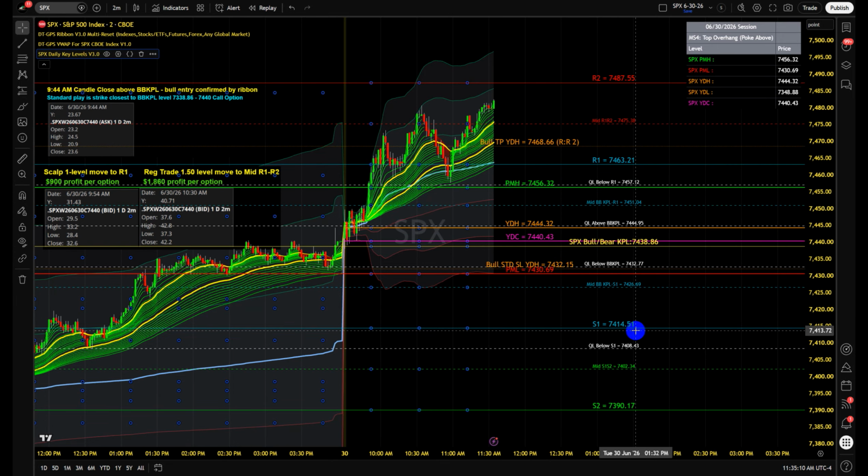Now you can turn on many different levels to begin with and save that as the default. So if you prefer to have all the QL levels turned on, let's say between R2 and S2 and all the midpoints, then you just simply enable them and save them as your specific default. The default on startup is just going to have the main key levels, the contextual levels, as well as the QL above and below the BBKPL, and the midpoints above and below the BBKPL, as those are the most prevalent at the start of a session.